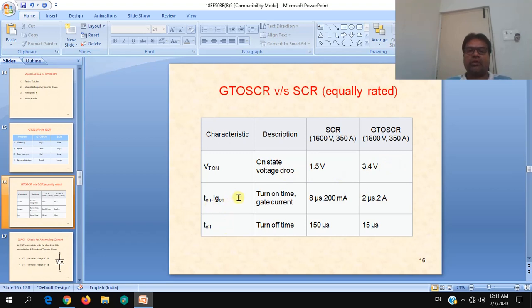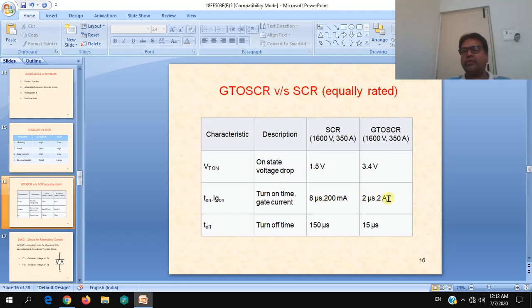When it comes to turn on and gate currents, turn on time for a conventional SCR is of the order of 8 microseconds. For this 8 microsecond turn on time, the gate current required is 200 milliamps, which is 0.2 amps. At 0.2 amps it will take 8 microseconds. Very little gate current is required to turn it on, but turn on time is more.